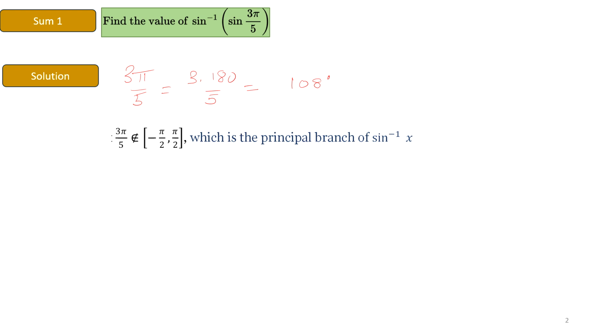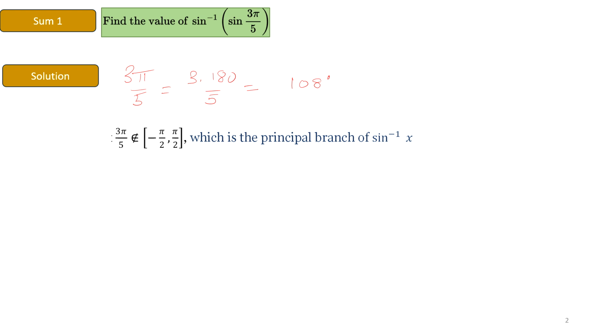Sine of 3 pi by 5 is equal to 108 degrees, which lies in the second quadrant. However, the principal value branch of sine inverse x lies between minus pi by 2 and plus pi by 2, that is, in the fourth and first quadrant.